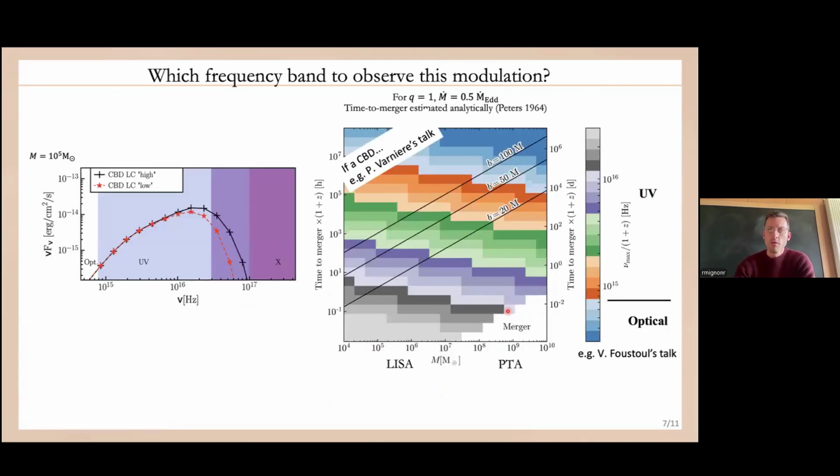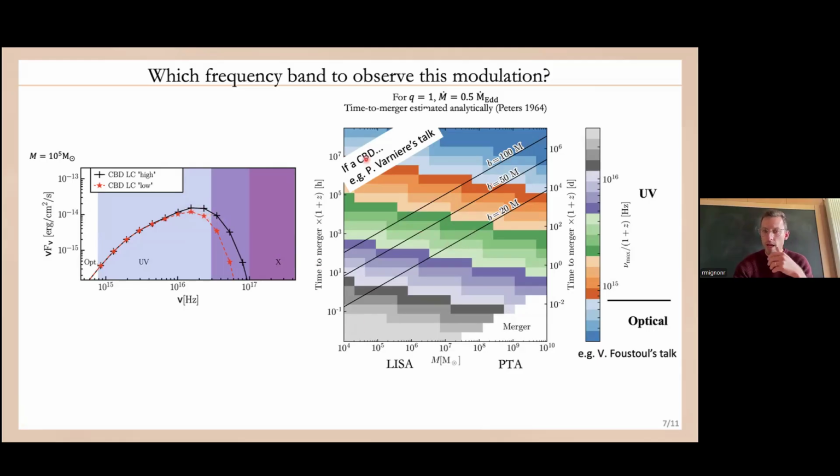Now, if we want to actually observe those signatures, we need to focus on one band in particular. So here, what we show is that the lump, as it orbits, is restricted to the hottest region of the circumbinary disk, and therefore it's associated with spectral changes that only occur in the highest frequency part of the spectrum. Here, for these parameters, this is between the UV and the X-ray bands.